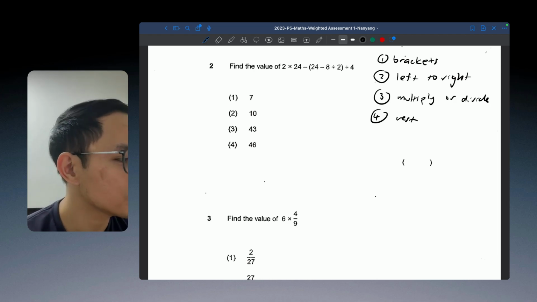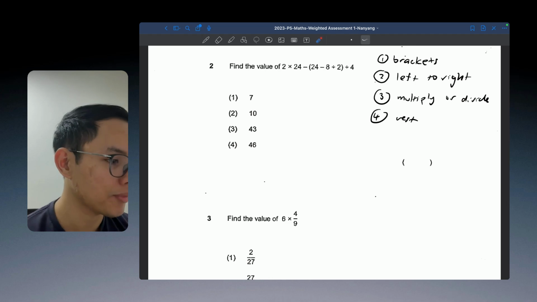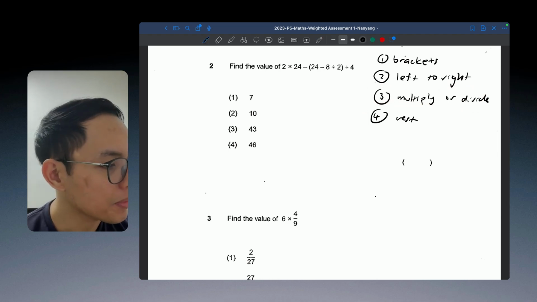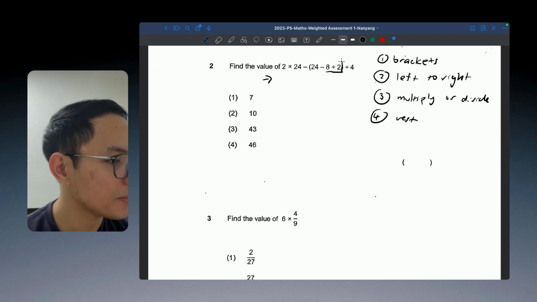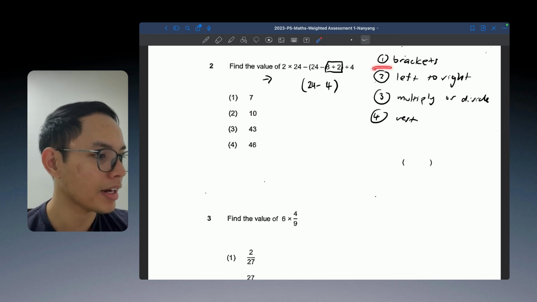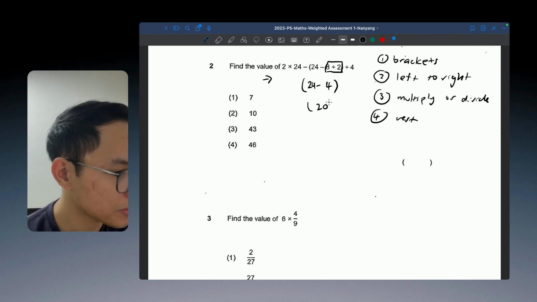According to these rules, we need to do the brackets first, and then go left to right. Inside the brackets, we have 24 minus 8 and 8 divided by 2. Which one should you start first? You should always start with the multiply or divide first. So we divide 8 divided by 2 first, and this brings us to 4 minus 24. We just focus on the bracket first, because like I said, brackets are very important. Then we can bring this down to 20, that's what you see over here.